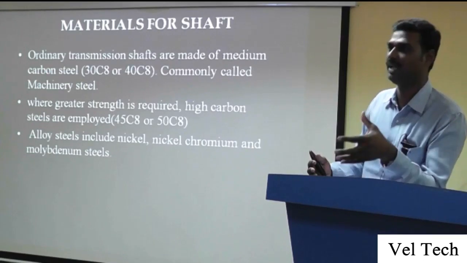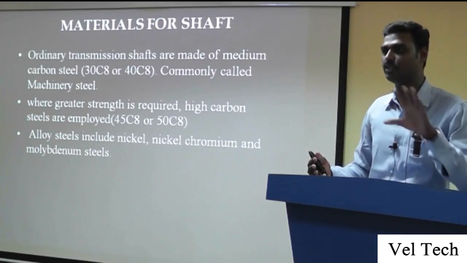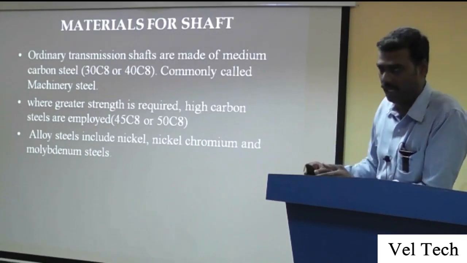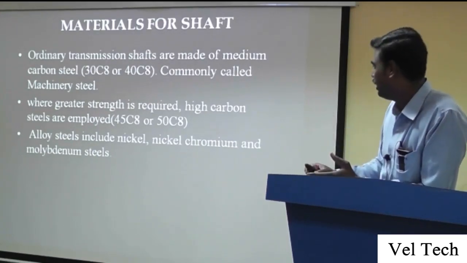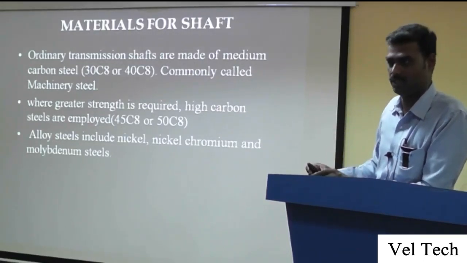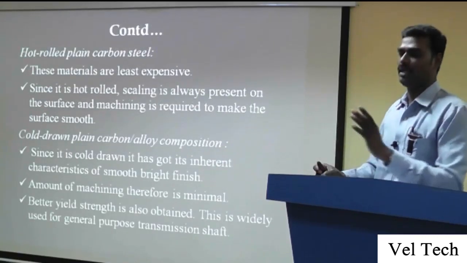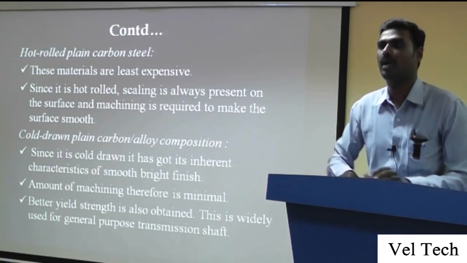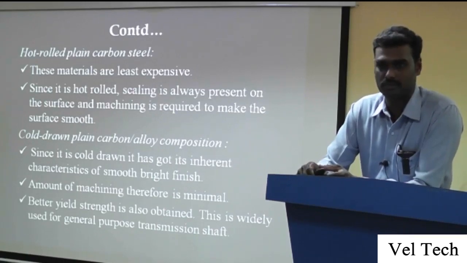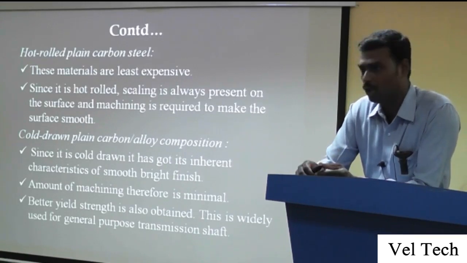Next, what is the general manufacturing process used for shaft making? One is hot rolling, another is cold rolling. Generally plain carbon steel is manufactured by hot rolling, followed by cold drawing, or finished by grinding or turning operations. When we use the hot rolling process, what are the advantages and disadvantages? First, these materials are least expensive.